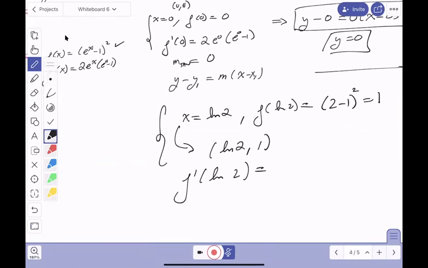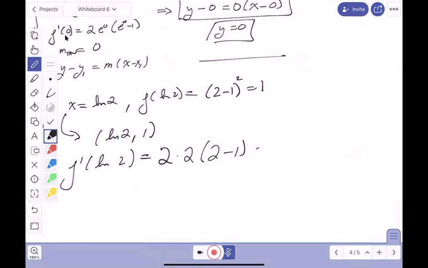Well, I gotta put this down. It's going to be 2. I know the derivative because it was given to me: e to the ln 2, which is 2, times e to the ln 2, which is 2, minus 1. What do you get there? You get 4. What's this going to be? The slope of the tangent line. So what do you get over here?